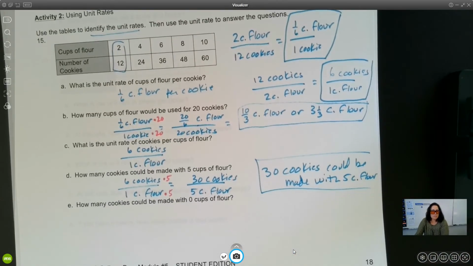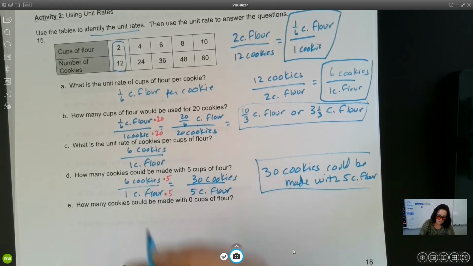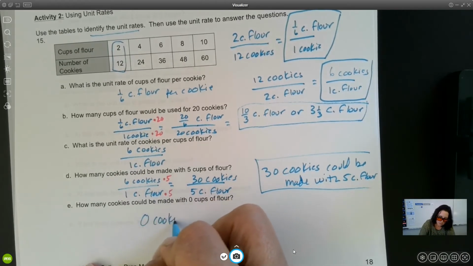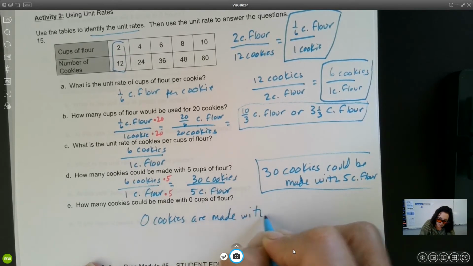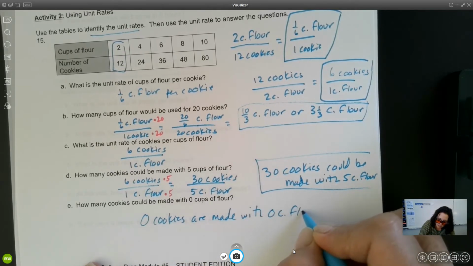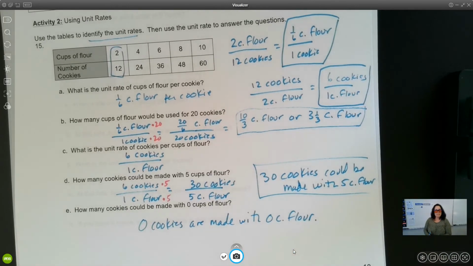How many cookies could be made with 0 cups of flour? 0 cookies are made with 0 cups flour. Okay, if you understand that one, you're going to be great on the test. Okay, let's do another.